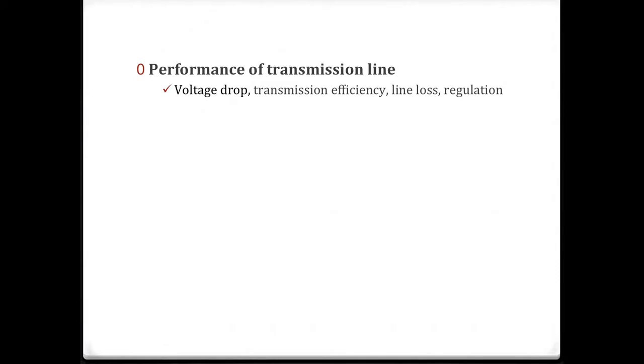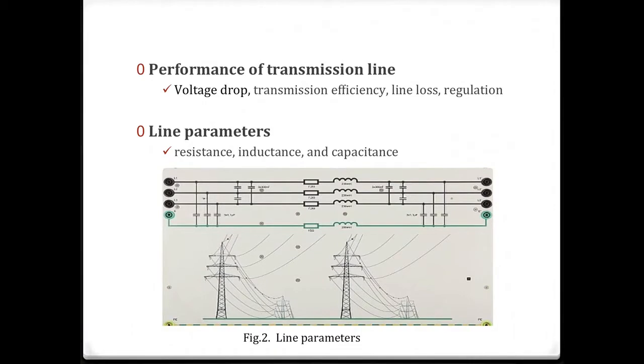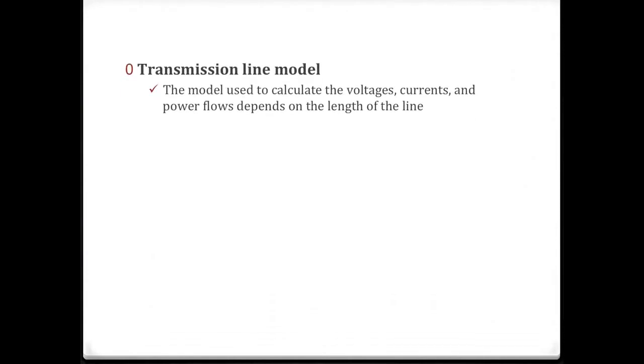The performance of the transmission line is also affected by the line parameters, like resistance, inductance, and capacitance. The capacitance of the line is governed by the length. The resistance and inductance form a series impedance, as you can see in the figure, whereas the shunt admittance is formed by the capacitance of the line. The performance calculations are helpful in system planning.